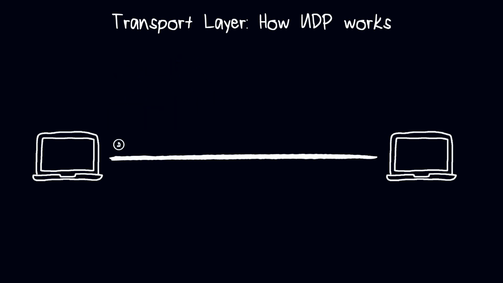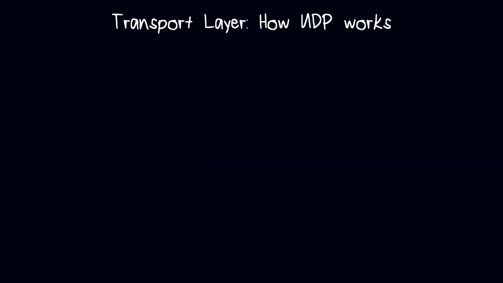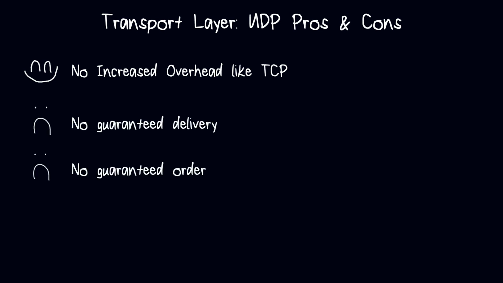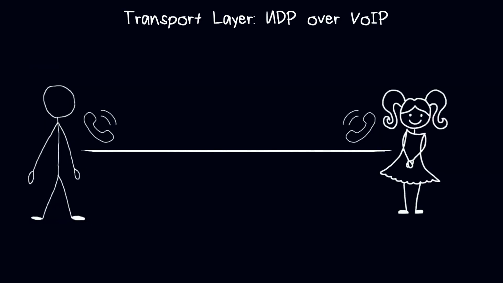UDP also does not provide the reliability and error checking features that TCP offers. TCP guarantees that data is transmitted correctly and in the right order, but this comes at the cost of increased overhead and latency. UDP, on the other hand, does not guarantee delivery or order, but it is faster and requires less network resources. For example, UDP is used in voice over IP applications, where real-time voice communication is critical.